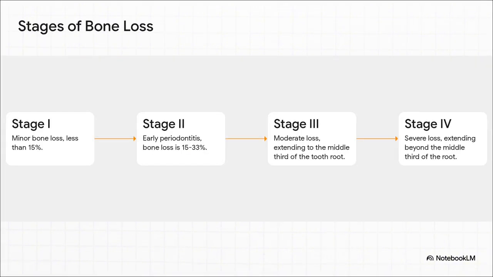Now, when gum disease kicks in, that nice bone line starts to, well, it starts to disappear. And dentists have a way of classifying how bad it is. In the early stages, like stage 1 and stage 2, the bone loss is still pretty close to the top of the root. But by the time you hit stage 3, that bone has receded all the way to the middle third of the root. And stage 4, it's gone even further. You can really see how it goes from a minor issue to a very serious problem.